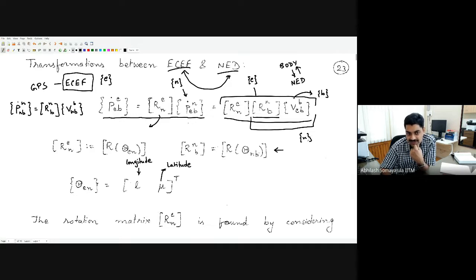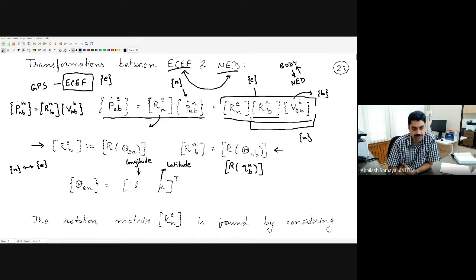It can be expressed in terms of Euler angles or in terms of quaternions. In that case, the rotation matrix would be denoted as this. In either form, we can denote it. But today's discussion will be more about the rotation matrix or the transformations from the N frame to the E frame and vice versa. That is what we are going to discuss today.